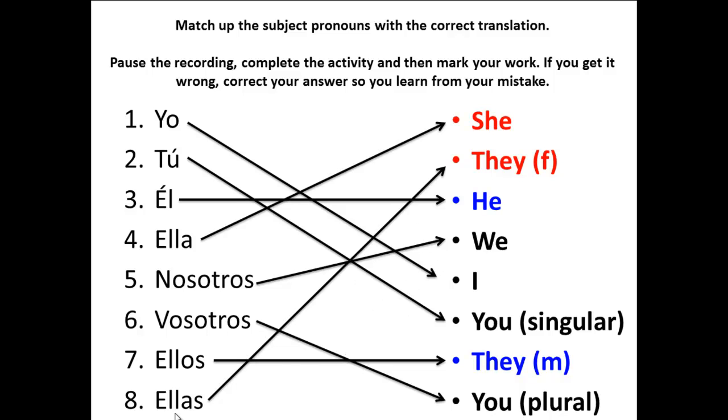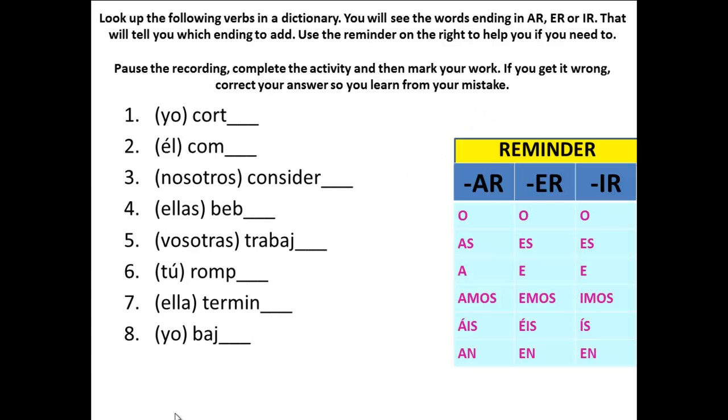How did you get on? Remember to correct your mistakes if you've made any. Now look up the following verbs in a dictionary. You'll see the words ending in AR, ER or IR. That will tell you which ending to add. Remember, you can use the reminder on the right to help you if you need to.